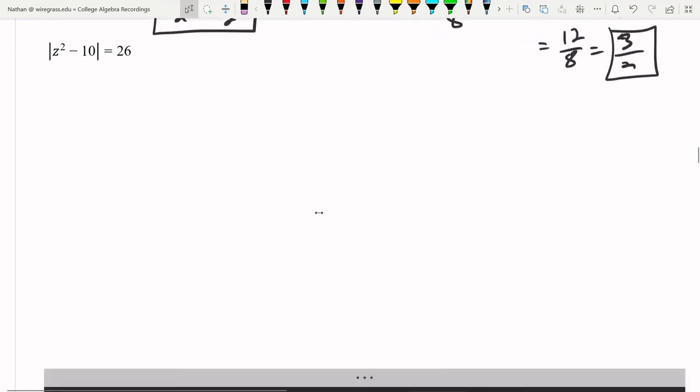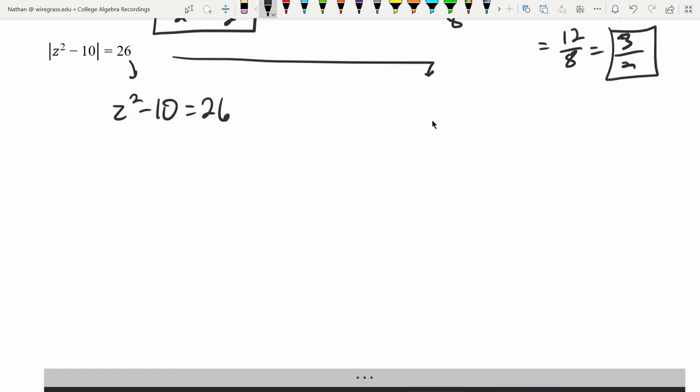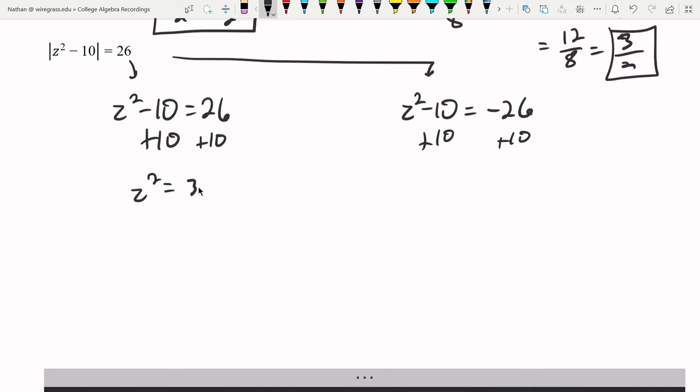Okay, for this last one, we have absolute value. And remember, when we are solving for absolute value, we get the absolute value by itself, like we have here. Then we're going to break it up into two equations. The first one is the positive version. And the next one is the negative version. So we're just going to make it negative 26. Now we can solve each. And this one has the variable by itself underneath of this square. So I get z squared equals 36 and z squared equals negative 16.